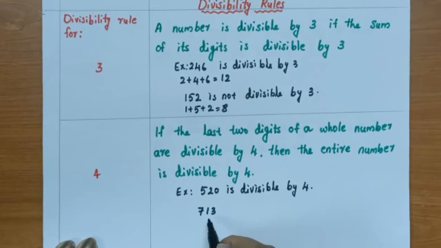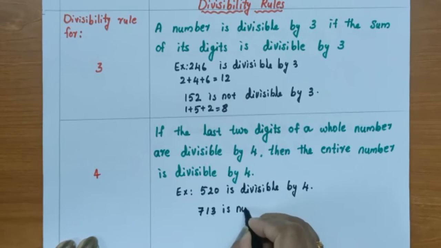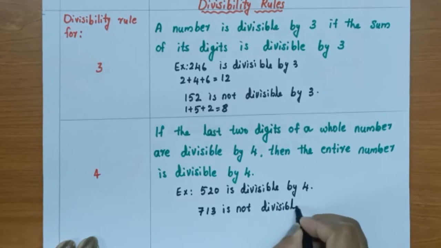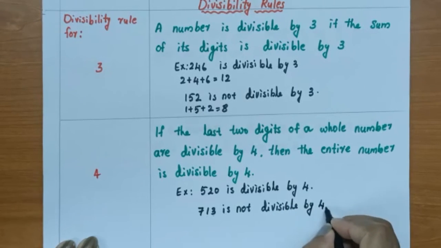713. Here the last two digits are 13. 13 is not in table 4. That means 713 is not divisible by 4.